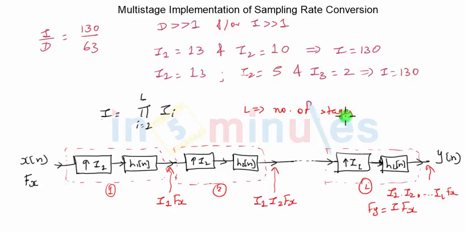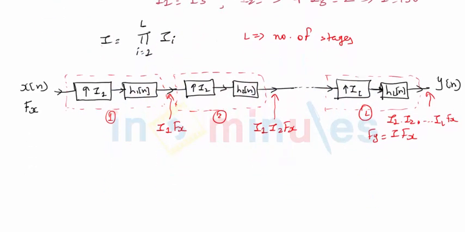So you can see that there are L stages of interpolation and filtering. Please note that the filter in each of the interpolators eliminates the images introduced by the upsampling process in that corresponding interpolator. So we will need L filters in the implementation of L stages. Exactly the same can now be done for decimation.